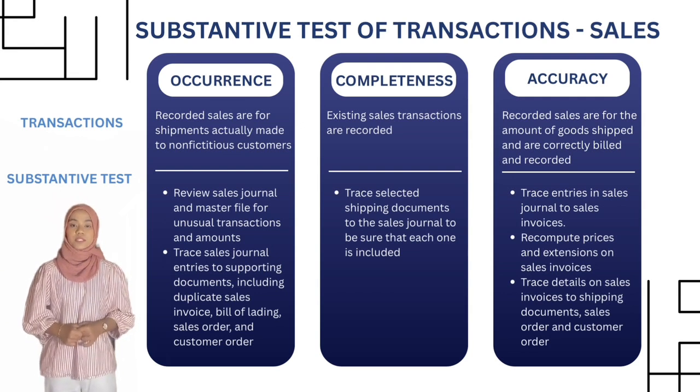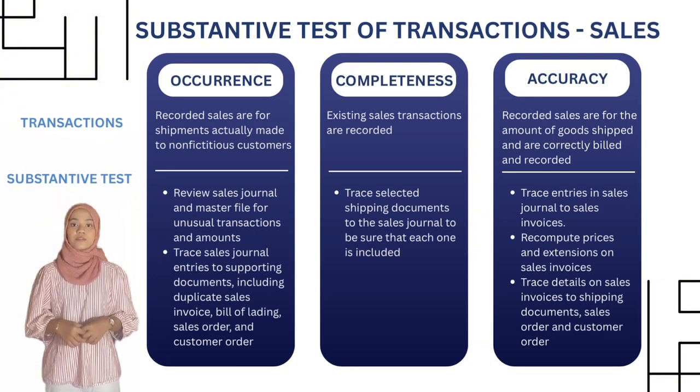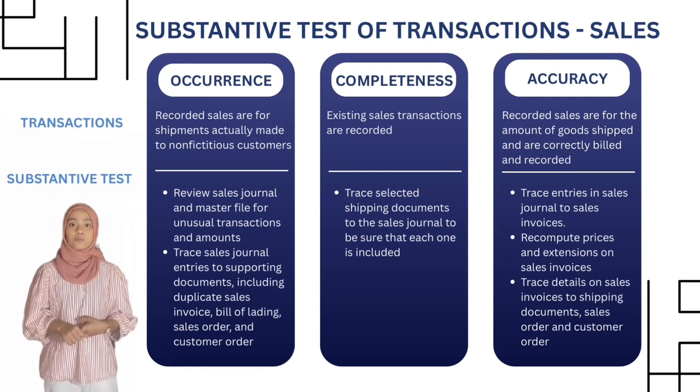Number 1. Occurrence. This assertion ensures that the recorded sales actually occurred and are not fictitious. In other words, the sales recorded in the sales journal must represent actual shipments made to real customers. To test this, auditors review the sales journal and the master file for any unusual transactions or amounts. They also trace sales entries to supporting documents such as duplicate sales invoices, bills of lading, sales orders, and customer orders to confirm that the sales took place and the goods were delivered.